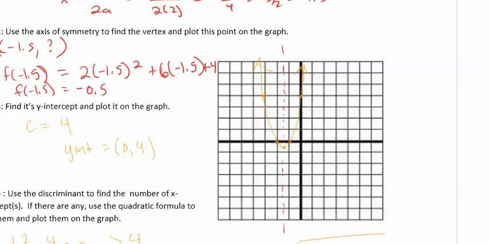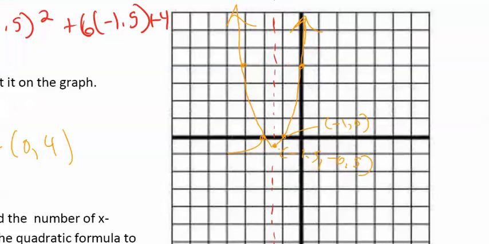Okay, let's label our other points. So we got negative 1.5 comma negative 0.5, and then we have negative 1 comma 0, and then it looks like negative 2 comma 0, and then we have 0, 4, and then we have 3, 4. Okay, so there are all of our important points on our parabola. So just be careful with your math and make sure that you're plugging in your integers and everything correctly, and then you should be good.